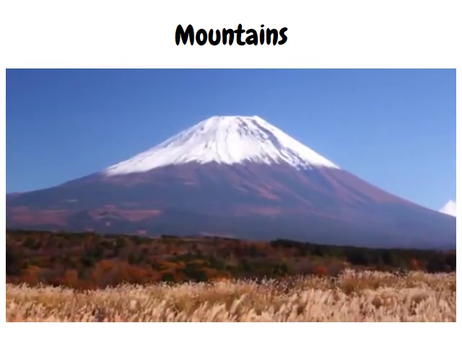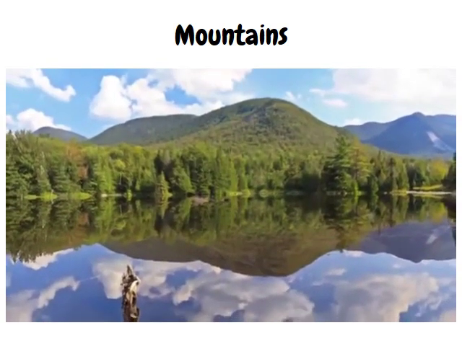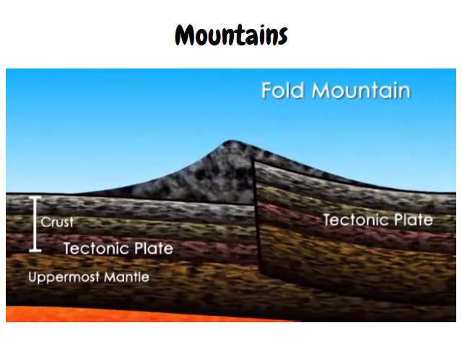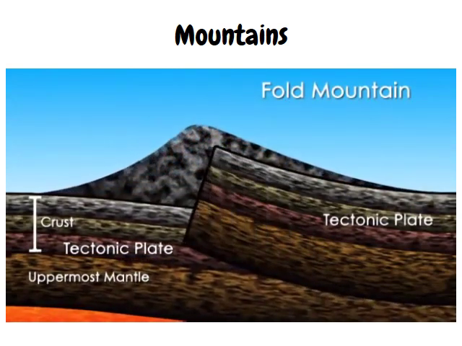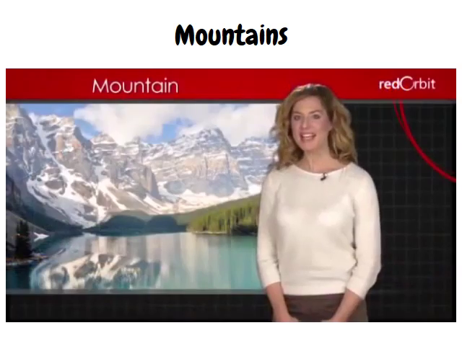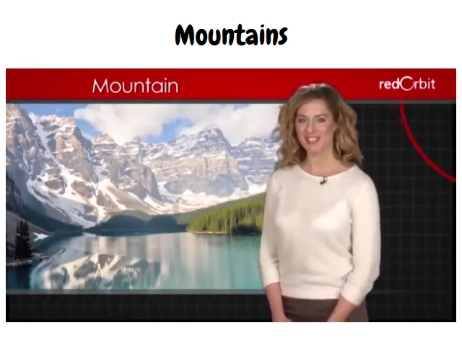Japan's Mount Fuji is a famous volcanic mountain, while the Adirondacks in the eastern U.S. are well-known dome mountains. Fold mountains form when the plates that make up the Earth's crust collide or pass over the top of one another, causing the crust to wrinkle and fold. The Rocky Mountains in the North American West and Europe's Alps are both fold mountains.